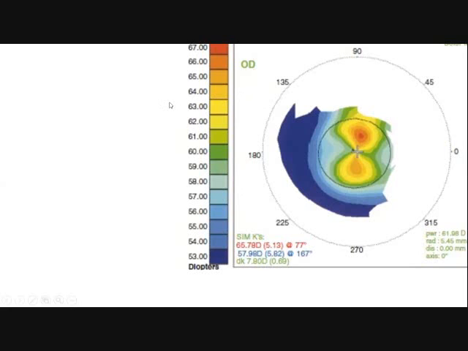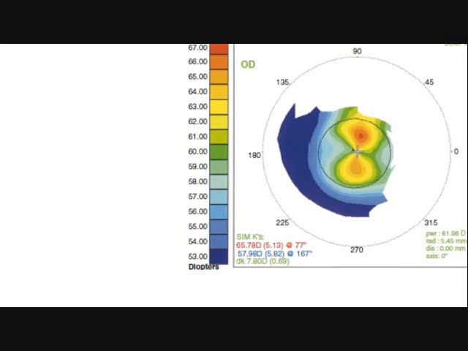Sir, this is the corneal curvature map of the right eye. That is showing the symmetrical bow tie with more steepening superiorly. Excellent. Excellent.